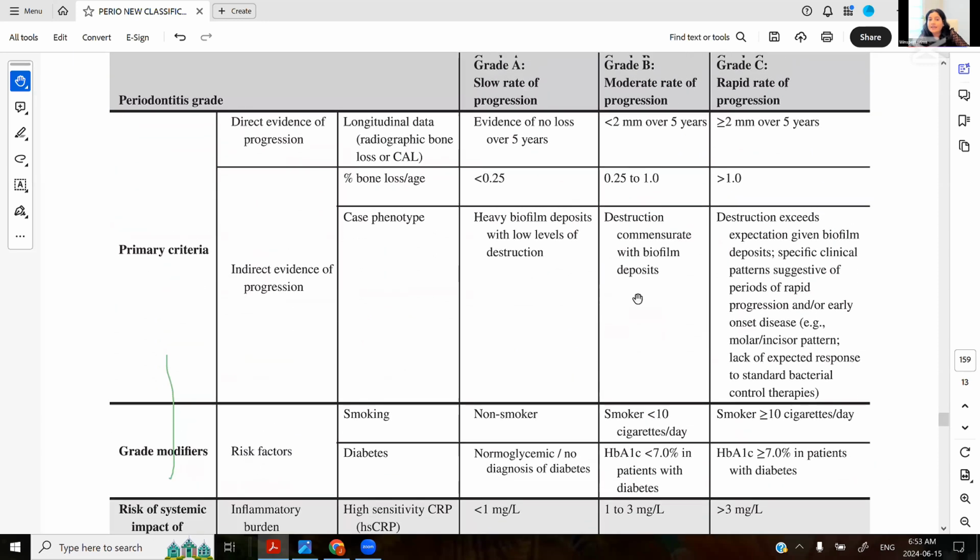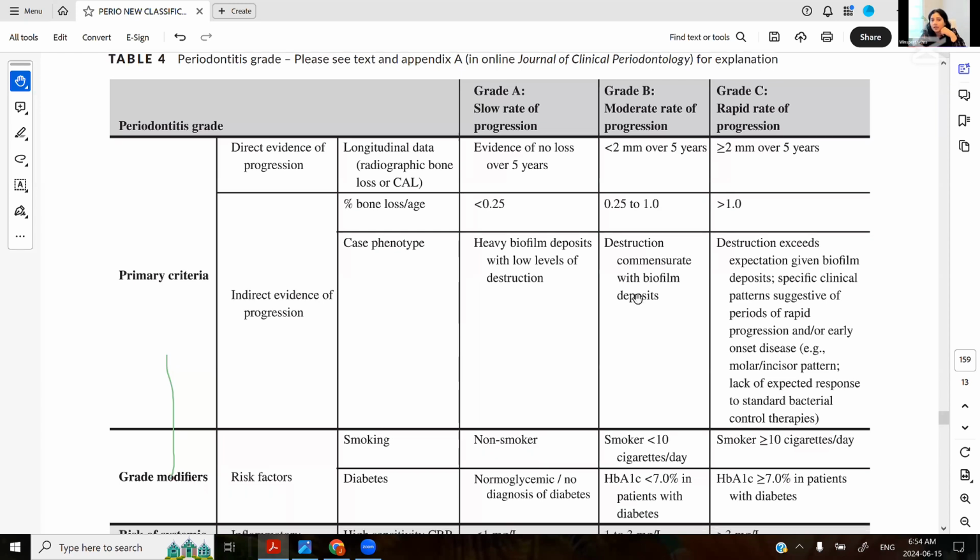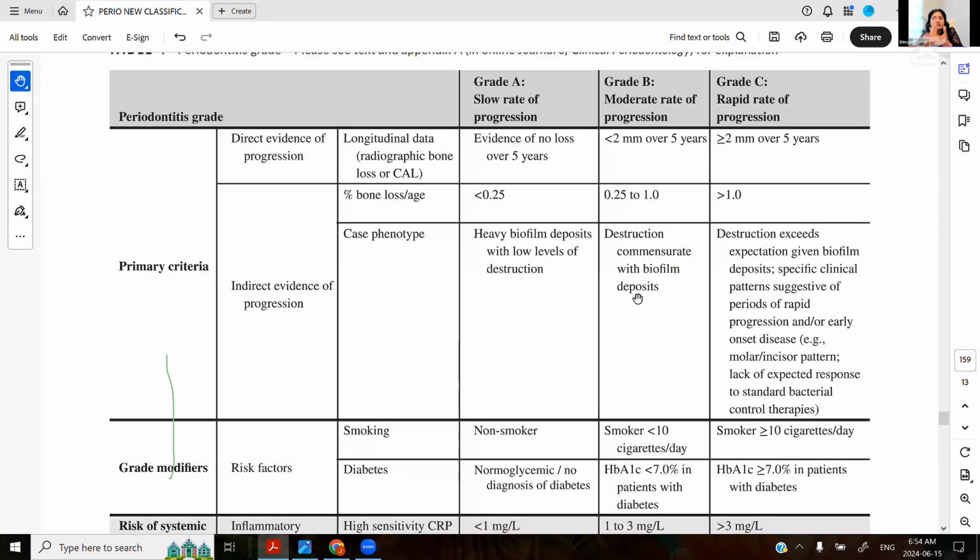Now let's look at the rate criteria. This is the percentage bone loss in age. Suppose the smoking and diabetes was not there. Do you think then every case should come into grade A? Do you think if the smoking and diabetes is absent, in a non-smoker or in a non-diabetic, will the grade always be A? That's not true, right?